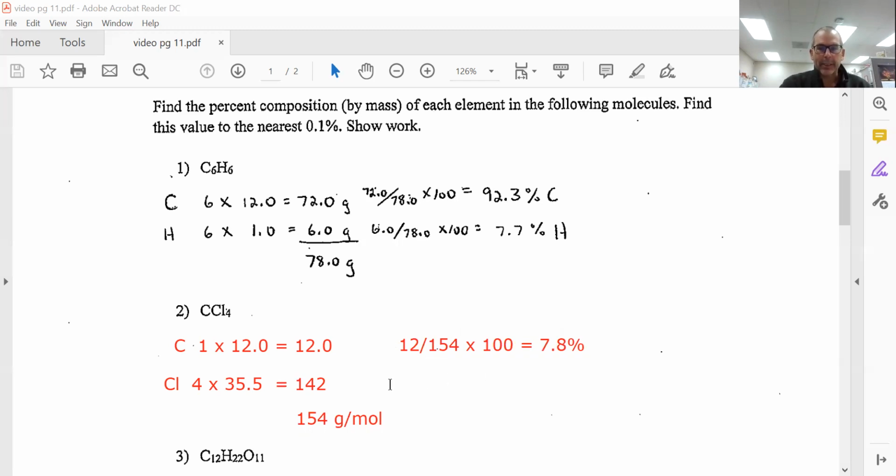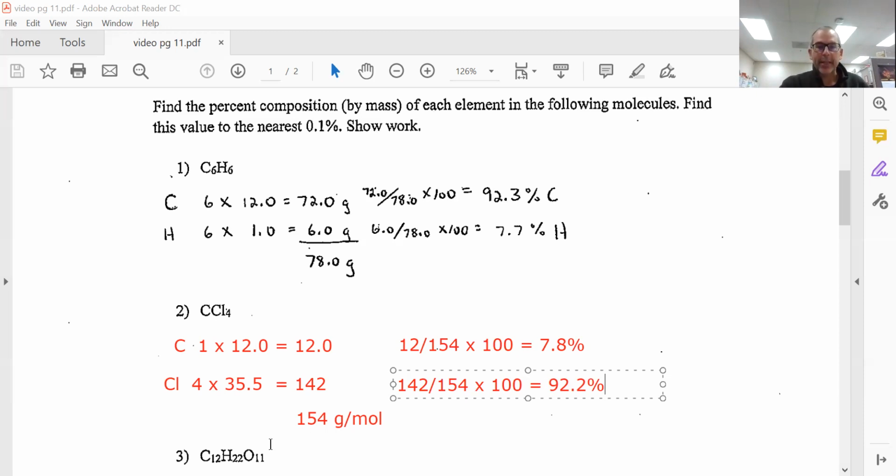I could really stop there, but I'm going to double check to make sure. I'm going to take the 142 and divide it by 154, multiply that by 100, punch that in my calculator, and I do come up with 92.2%. So it does make sense. Even though I have 4 times as many chlorine atoms, the percent composition is an even bigger difference because chlorine weighs more than carbon. So that's what I did to figure that out.